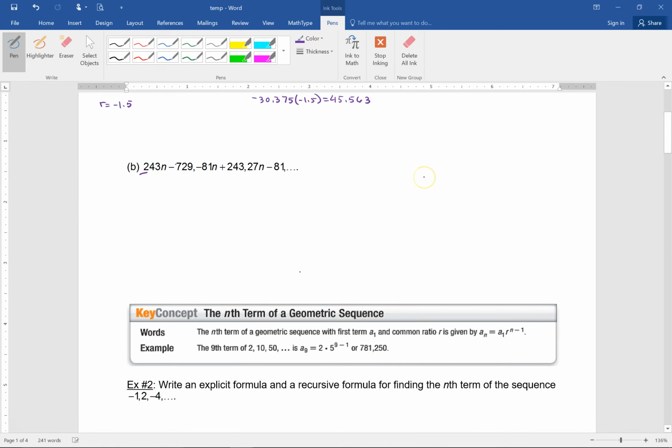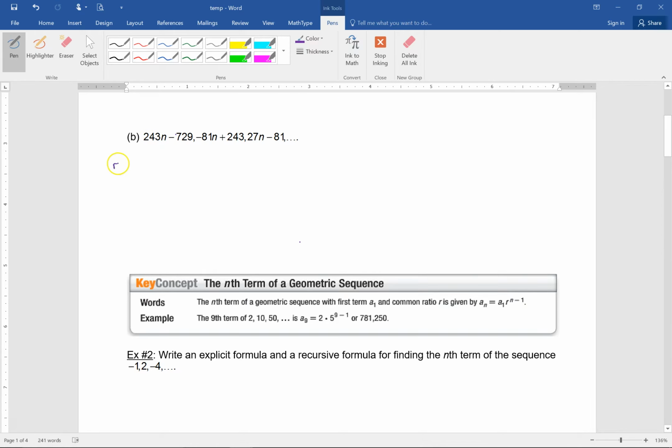Okay, this next one, we have terms which are not numbers but expressions. So to find r, we have to divide negative 81n plus 243 by 243n minus 729. And with any rational expression, you have to factor and simplify. From the top, I can factor out a negative 81, and I get n minus 3. From the bottom, I can factor out a 243, and I get n minus 3 again. The n minus 3's cancel. I have negative 81 over 243, which means r is equal to negative 1 over 3.